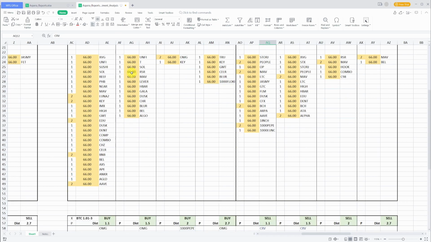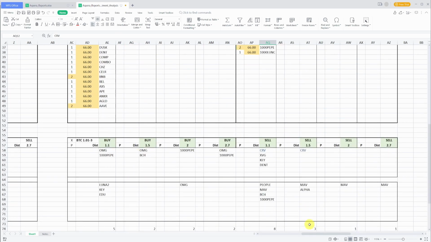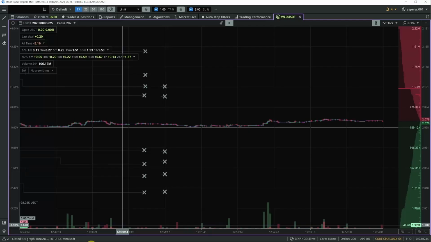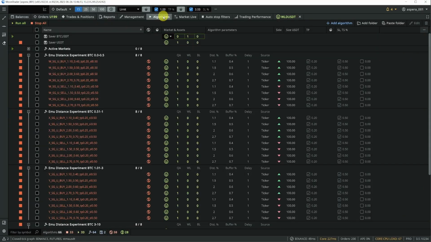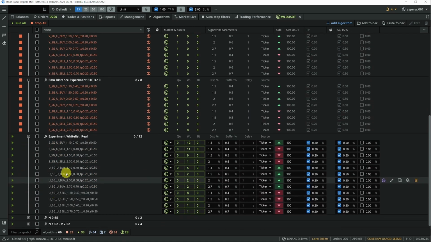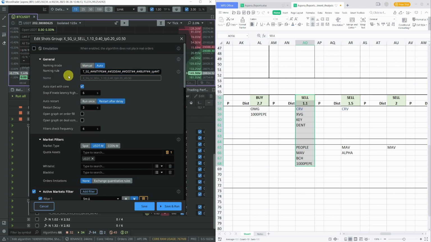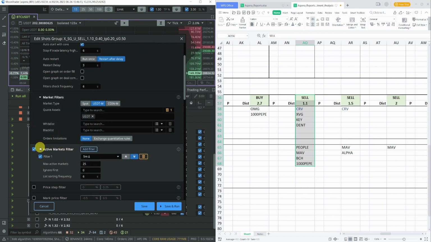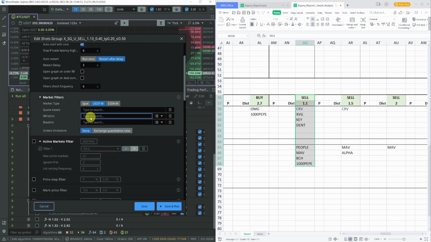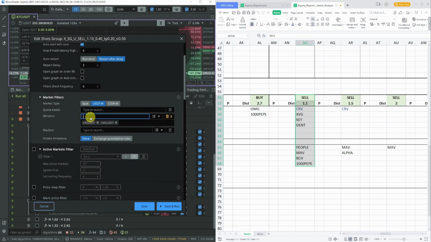So I have already built the actual algorithms that are shown here, and here they are in the terminal. This is the whole list, and it's all whitelisted. So to make these, I simply copied my emulated algorithm. I put the corresponding code letter, removed the emulation, then removed the active markets filter because we're doing a whitelist, removed the quoted asset, and then inserted one by one the coins that are going into this specific algorithm.